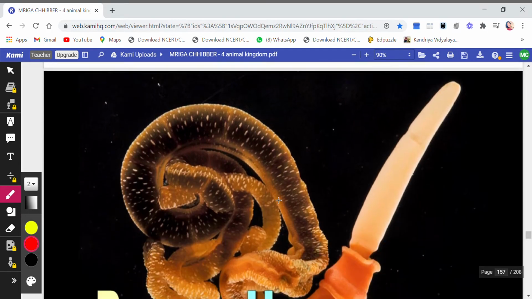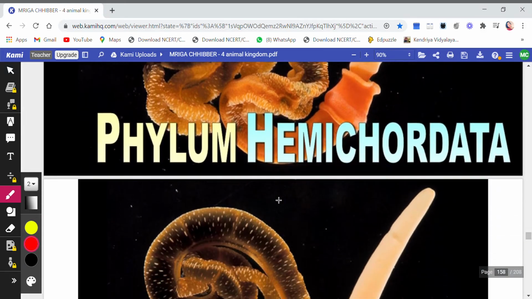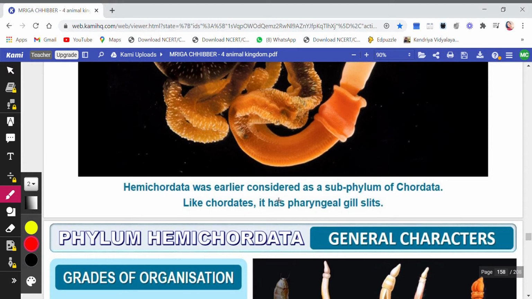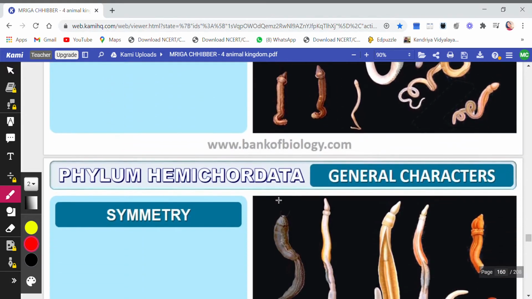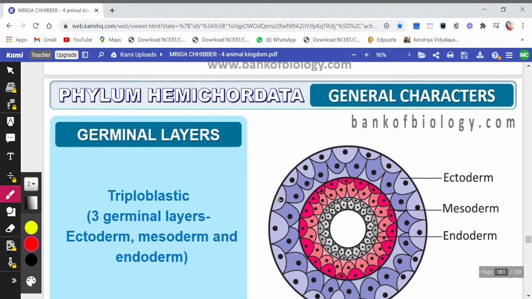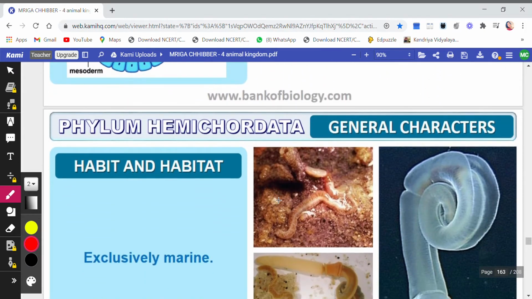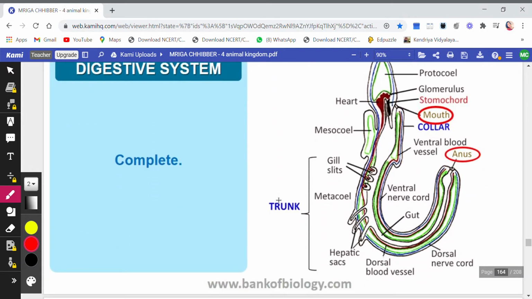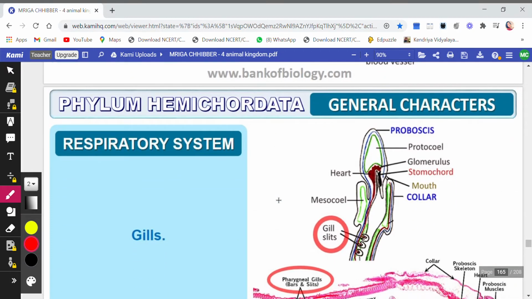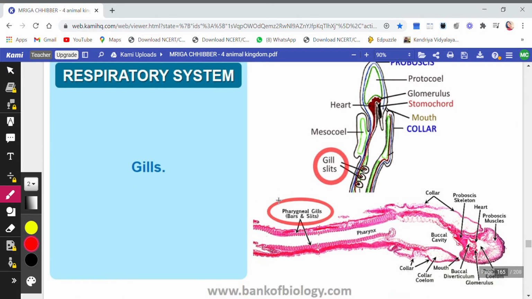Let me also include the next phylum here, that is phylum Hemichordata. The phylum Hemichordata was earlier considered as a subphylum of Chordata. It has pharyngeal gill slits. Now, grade of organization here is organ system. Symmetry is bilateral. Germinal layers are three, so triploblastic in nature. Body cavity is present. Habit and habitat exclusively marine. Digestive system complete because, you can see in the diagram, both mouth and anus are present. Respiratory system basically consists of gills because they are marine, they live in water, so gill slits are present there.